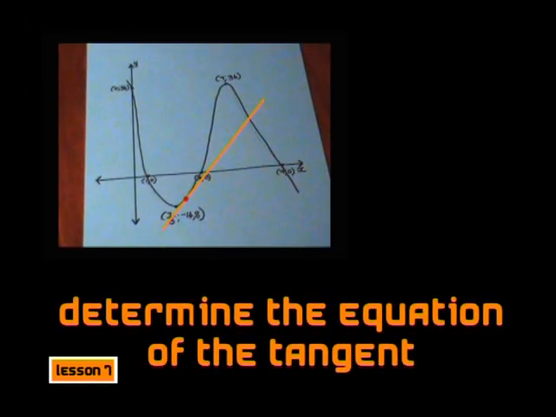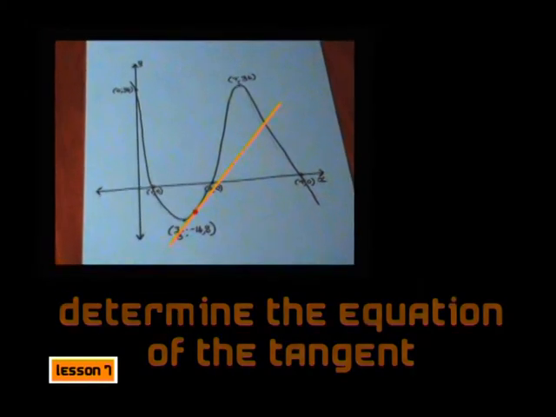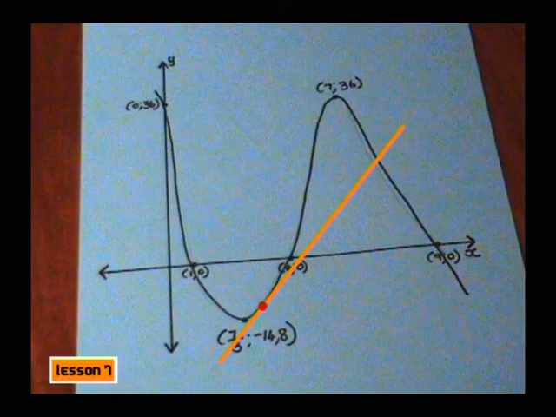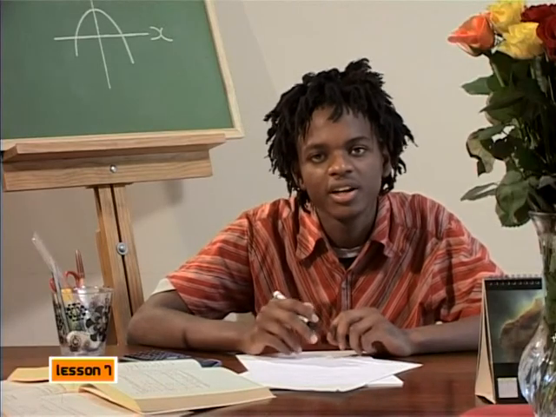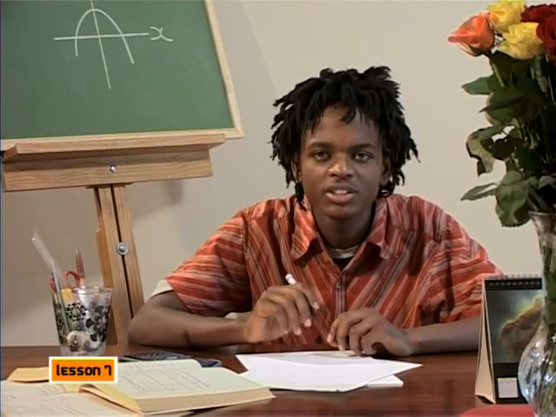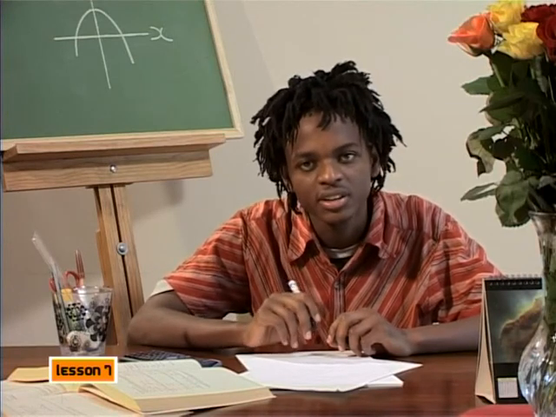I know that we were only asked to determine the equation of the tangent at this point, but from the sketch, it is quite obvious that the line does cut the curve in another place. My question is, can we determine the coordinates of this point of intersection? Sure, we do that all the time. All we need to do is solve the equations simultaneously. Let me show you.